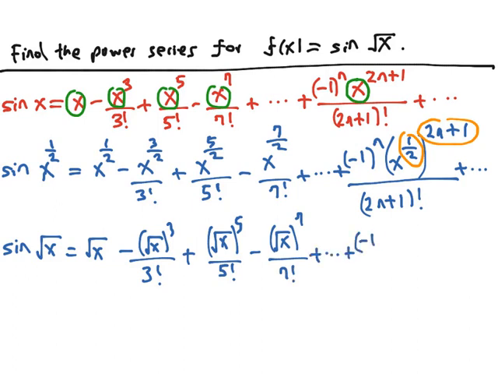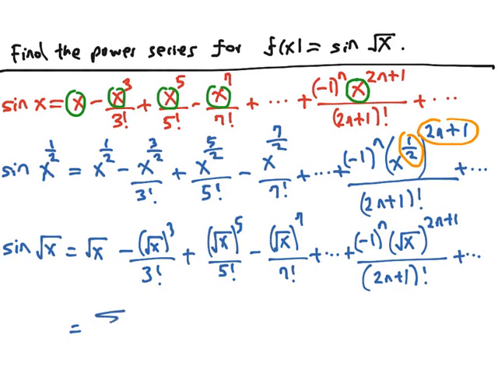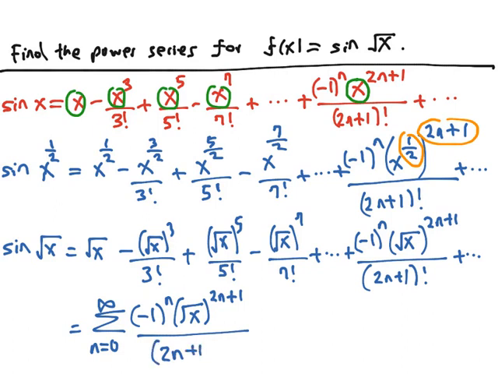And in that case, the description of the nth term would be the square root of x to the 2n plus 1 power over 2n plus 1 factorial, and it would continue. And if you choose to do it that way, then you would simply write the nth term as follows. You would start at n is equal to 0 and go to infinity, and the nth term will be negative 1 to the n times the square root of x to the 2n plus 1 over 2n plus 1 factorial.